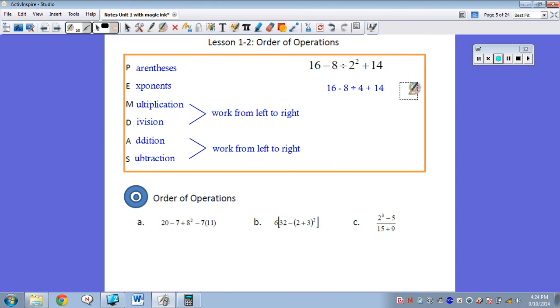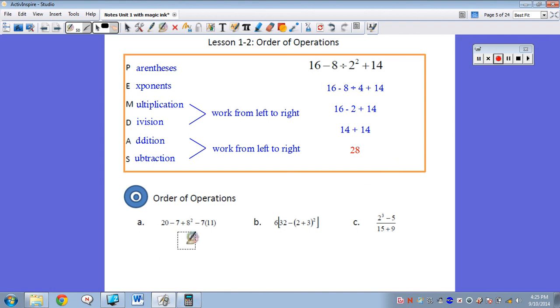Okay, then you took care of exponents, so now it's either multiplication or division. There is no multiplication, there is division, so 8 divided by 4 is 2. So 16 minus 2 plus 14. Now division is gone, and all you are left with is addition and subtraction. Again, you move from left to right, so since the subtraction is first, 16 minus 2 is 14. Okay, 14 plus 14 is 28.